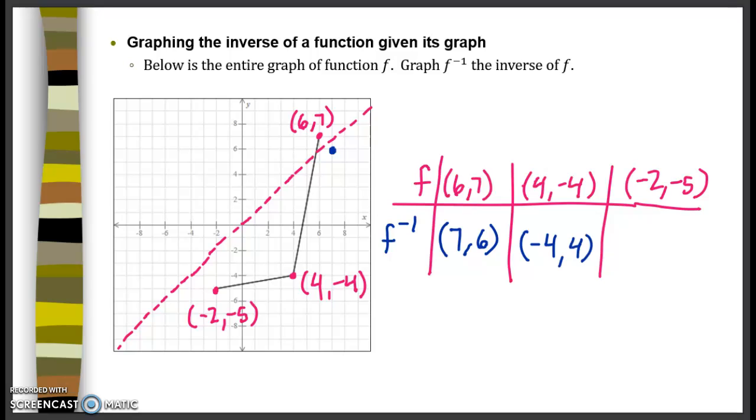So I just swap my x and y. So it's there. And that is this 4, negative 4 point flopped over. And then I'm going to have my point negative 5, negative 2. And then I can connect them like this, and I've graphed the inverse function of the original graph that I was given.